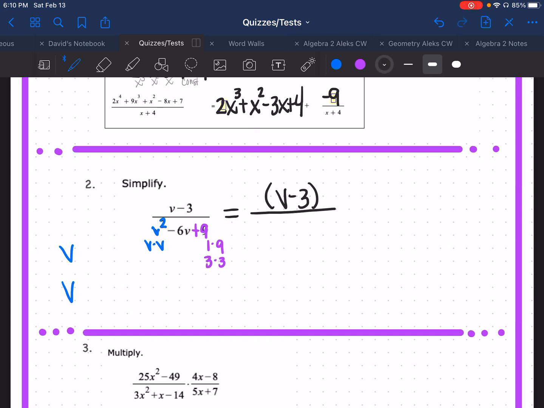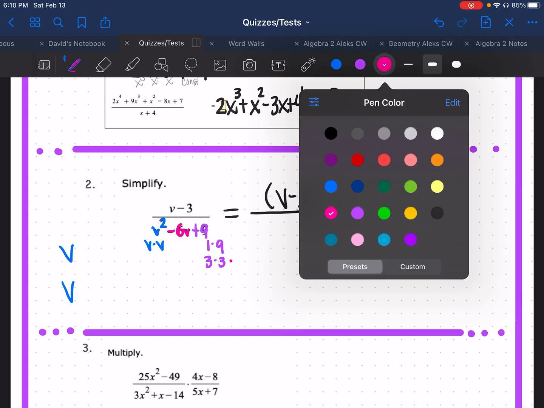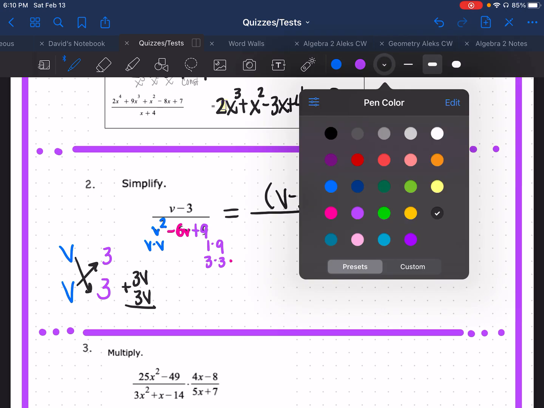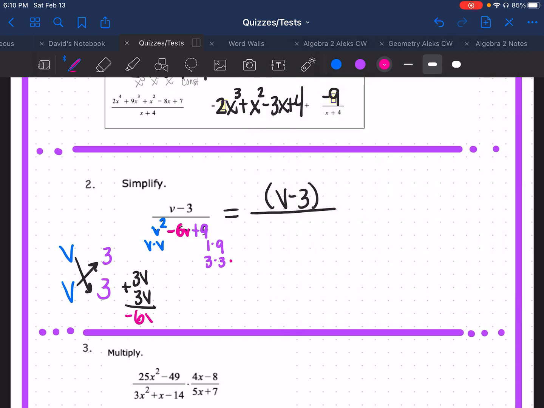And I'm going to take a look at my c term to help me decide. My c term is -6, so I'm going to pick 3 and 3 because I know 3 plus 3 is 6. So I'm going to go ahead and put 3 and 3. I'm going to crisscross multiply, 3v, 3v. I'm going to add these two together. Now I want -6. I can make that -6 if they're both negative in my calculator. So -3 plus -3 would give me -6.